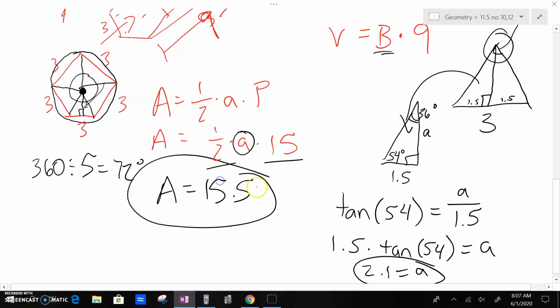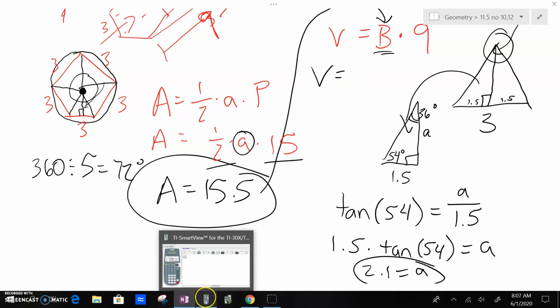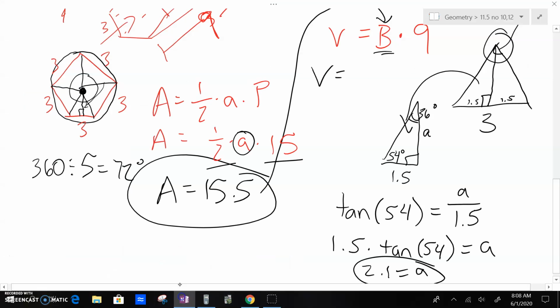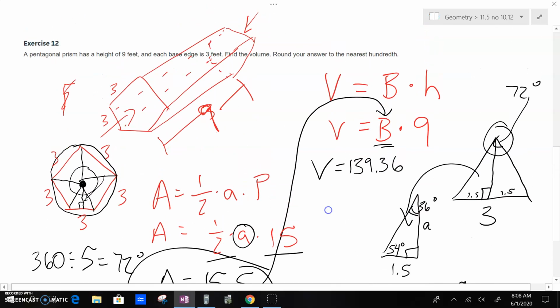All of that work just to do this. So now I'm going to say, okay, well, volume is the area, that number, times 9. So I just need to hit times 9. And again, let your calculator hold on to the decimals. Don't round till we're all done. And we get 139.3586, so 139.36. And I forget our units here. We're talking feet, and that's feet cubed. And that's it. That's how you work through this one.